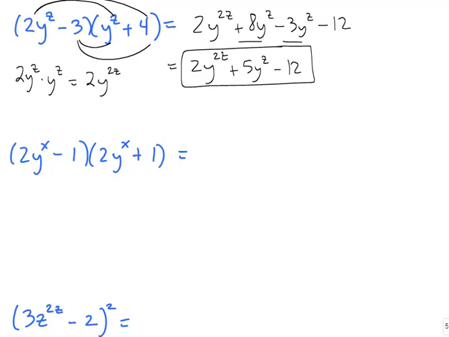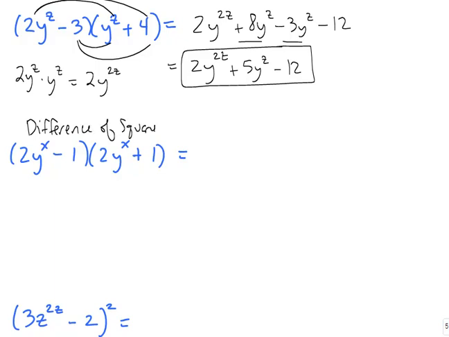For the next example, we could do the same thing in FOIL, or you can recognize that there is a pattern here. We have exactly the same expressions in both sets of parentheses, but the signs are opposites. So this is a difference of squares pattern.